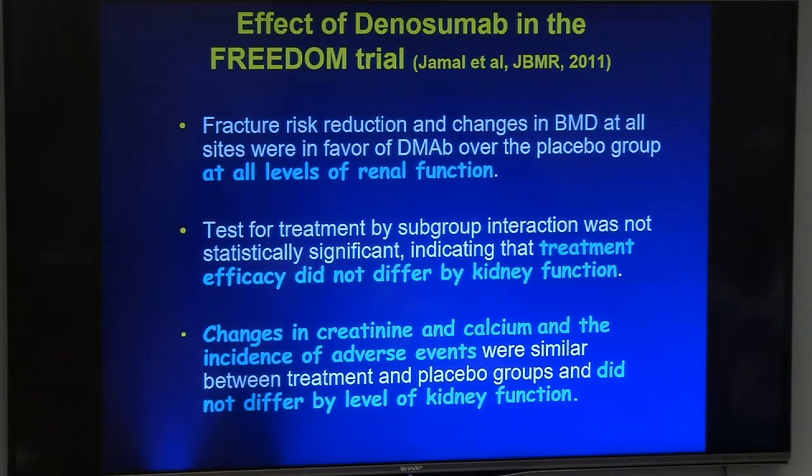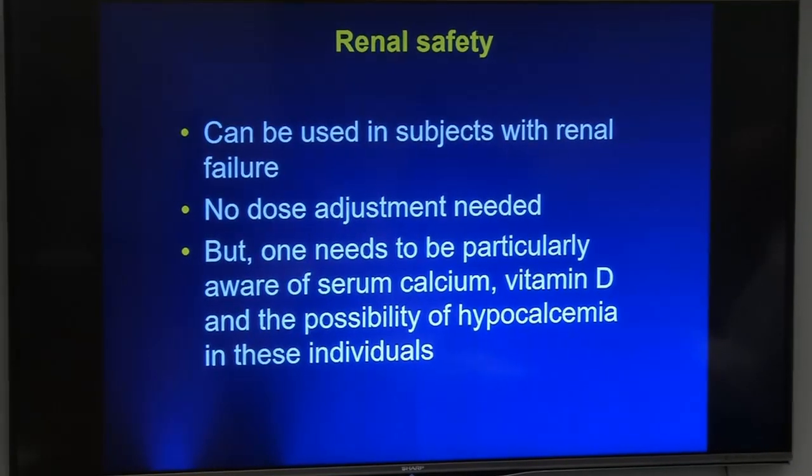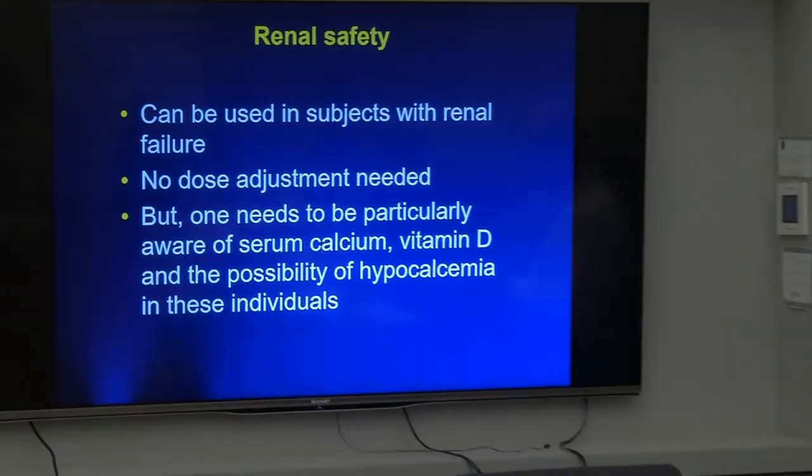So again, this is the renal point. This was a sub-analysis. And this was one of the things that led to the point that we can use Denosumab in individuals who have rather modest renal compromise. The efficacy did not seem to be a function of the level of creatinine clearance. The drug seemed to work at all levels. So we now know and say we can use this drug, very different from the bisphosphonates, in subjects with renal failure.